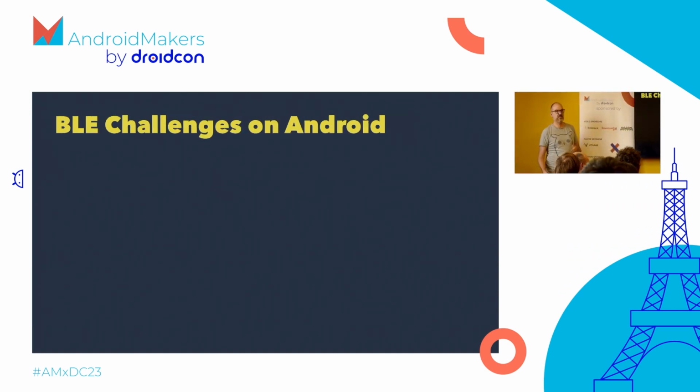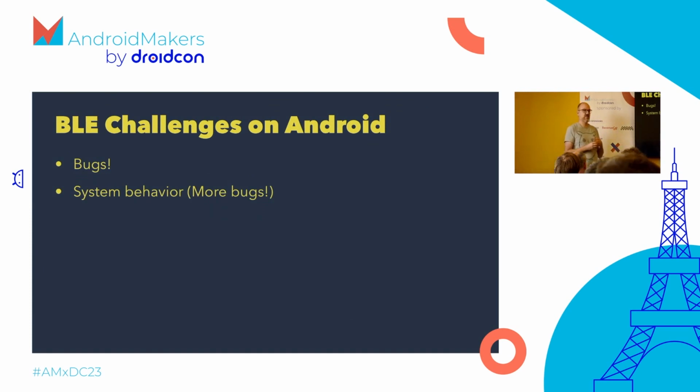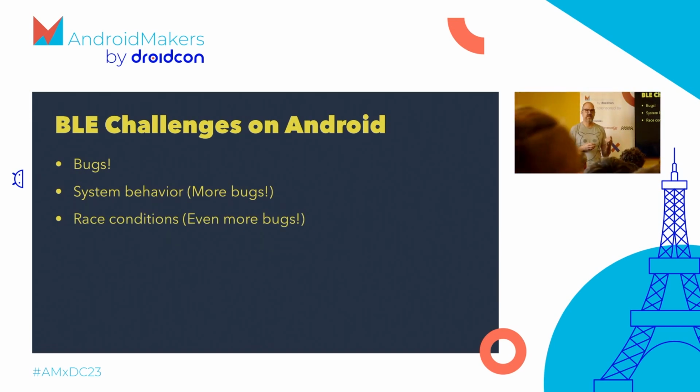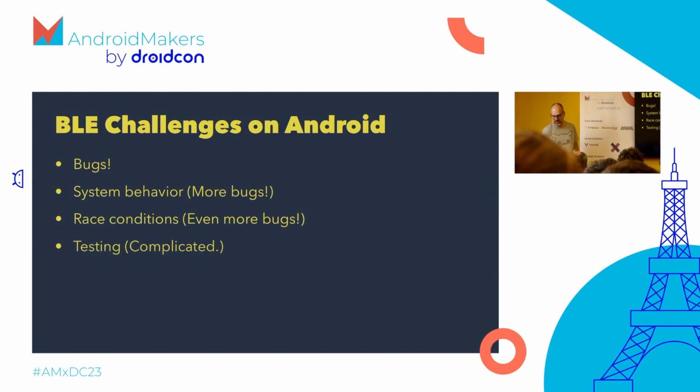Challenges. Those of you who work here, you know this. There are bugs a little bit all over the place. There's a system behavior that is undocumented, which causes more bugs. There are race conditions in the whole API, which is also unknown to most people, which can cause even more bugs. And then testing is complicated because you can't really use the emulator, and you're setting up the device and running that. It's basically hard to do.